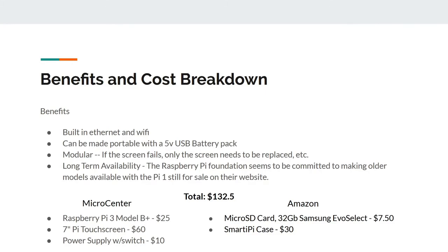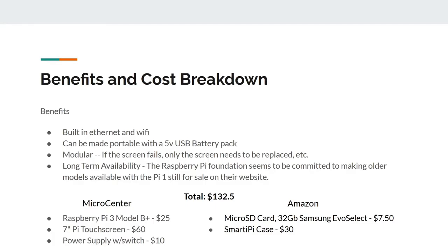Another great thing is the long-term availability of the Raspberry Pi. They're still selling the Raspberry Pi 1 on their website. So I'm confident that the Raspberry Pi 3, which is what these are built on, is going to be around for a long time to come. My guess is probably another decade. And if not, that's okay, because the form factor between the Raspberry Pi 3 and the Raspberry Pi 4 is almost identical. So it really wouldn't be that much to switch it out.